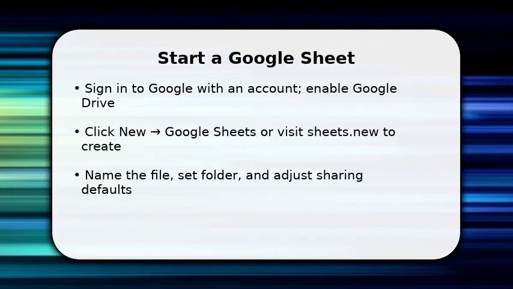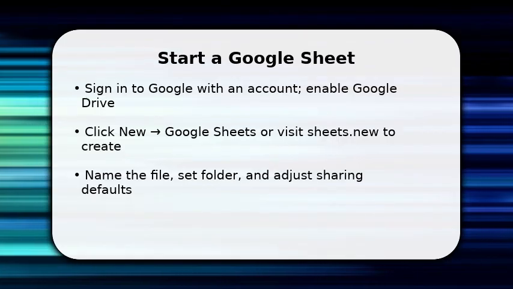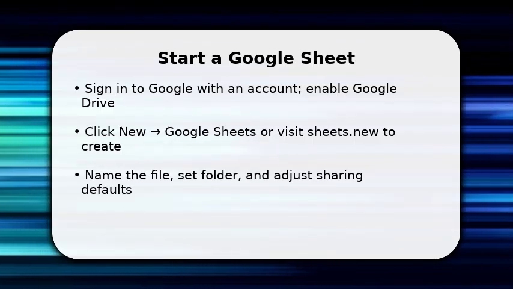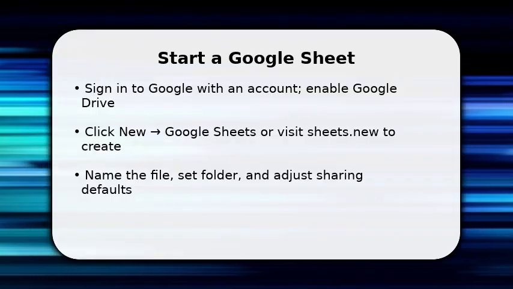You already have most prerequisites: a Google account and internet. Open Drive, Google, or type Sheets. New, this creates a blank sheet instantly. Once done, name the file in the top left and choose a folder to keep it organized. Make sure to check your account's sharing defaults so you don't lock yourself out later.